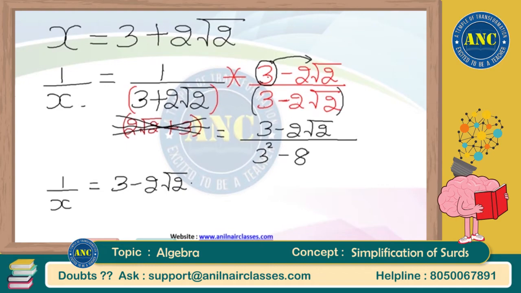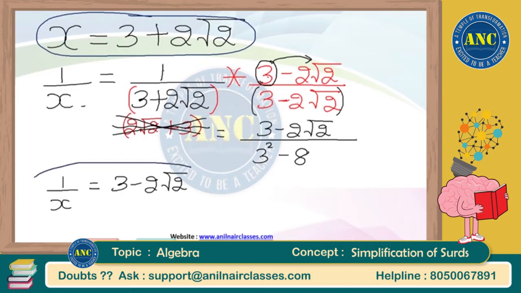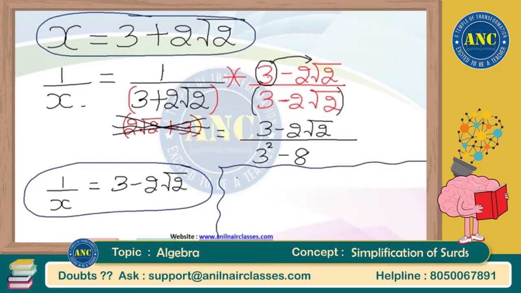That means, can I say that if x is 3 plus 2 root 2, then definitely 1 by x, which is the reciprocal of it, will become 3 minus 2 root 2. That means, in simple language, this is the kind of pattern which keeps on repeating in the SSC exam. Listen to this carefully. I will add both x and 1 by x. The sum of one variable and its reciprocal.